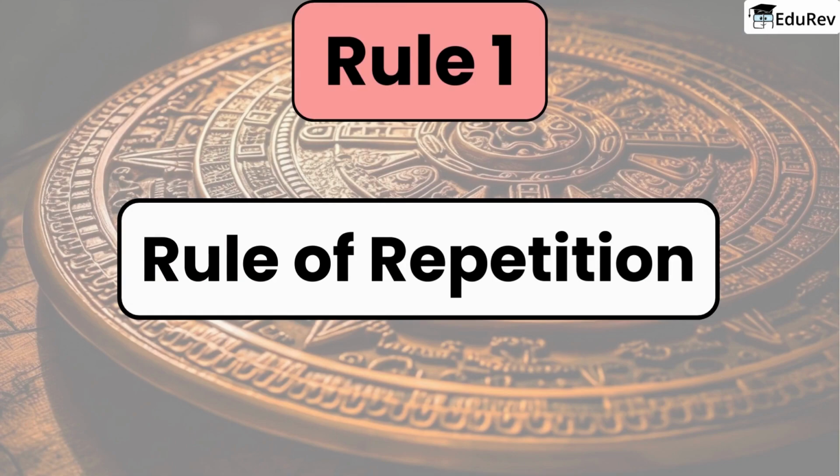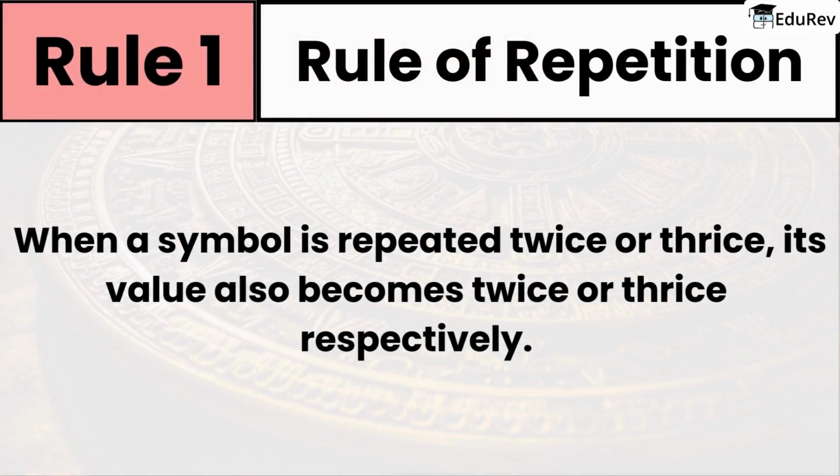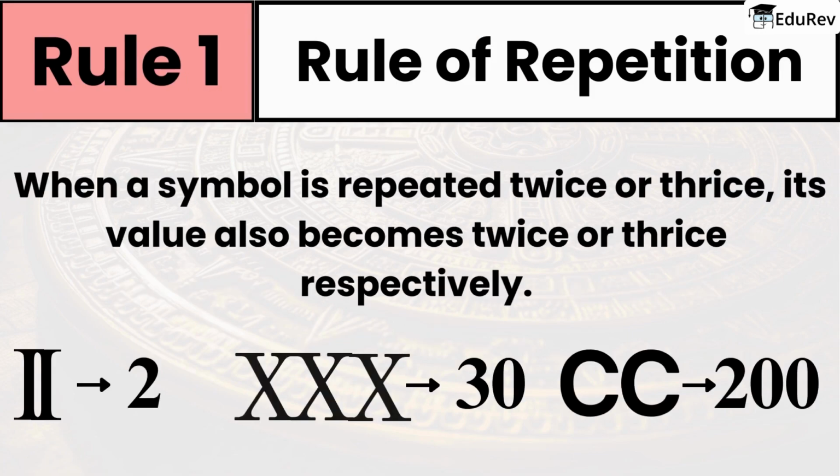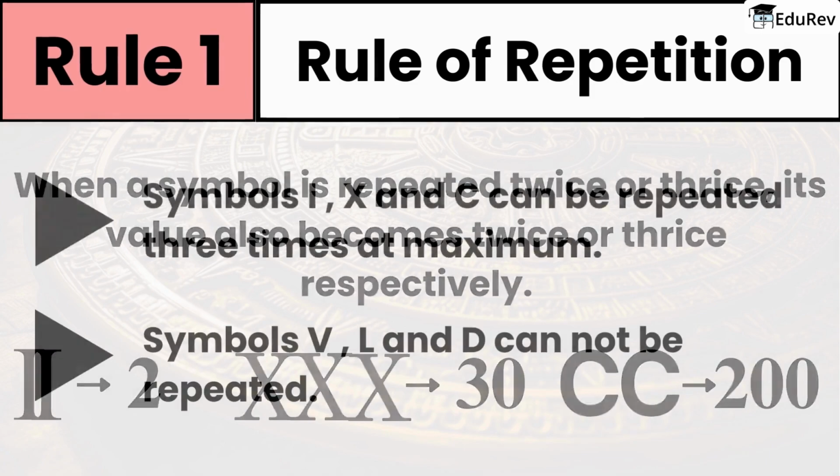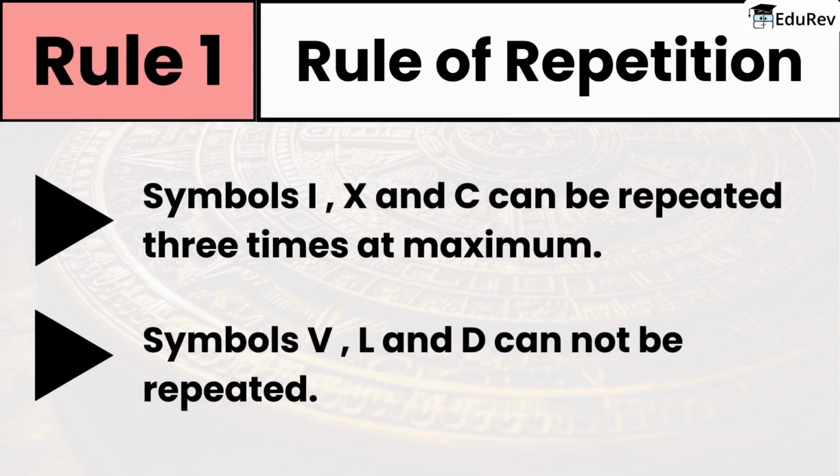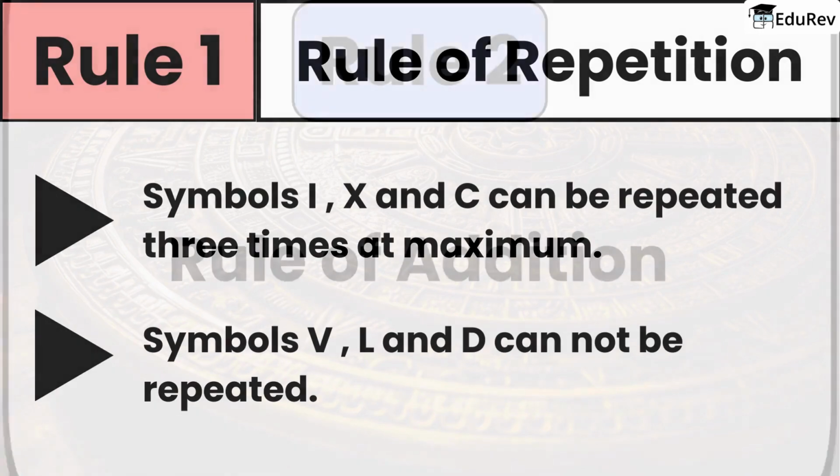Rule 1, Rule of repetition. When a symbol is repeated twice or thrice, its value also becomes twice or thrice respectively. II is 2. XXX, 10 plus 10 plus 10, equals 30 and CC is 100 plus 100 equals 200. However, we must ensure some conditions. The conditions are: symbols I, X and C can be repeated 3 times at maximum. Symbols V, L and D cannot be repeated.